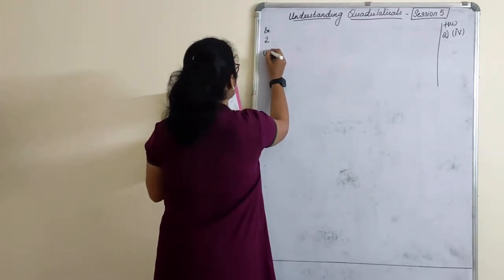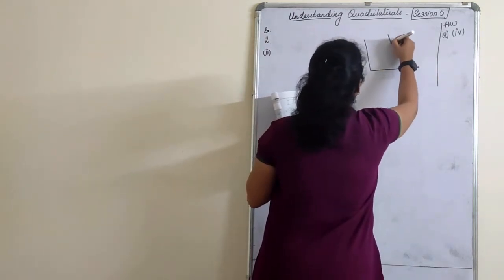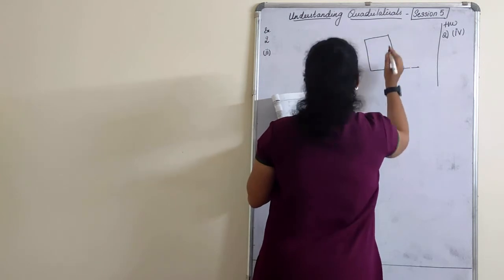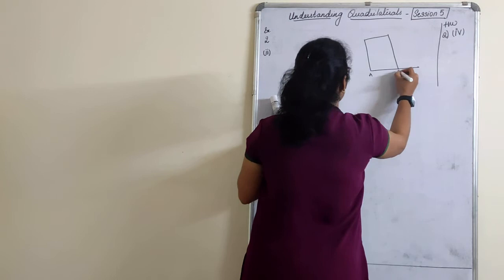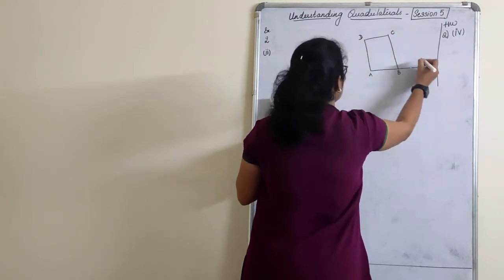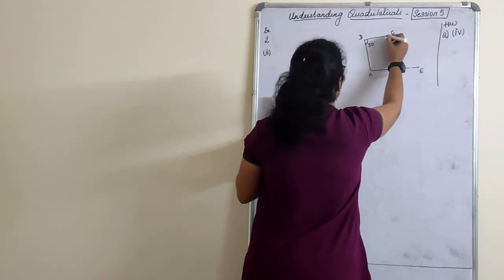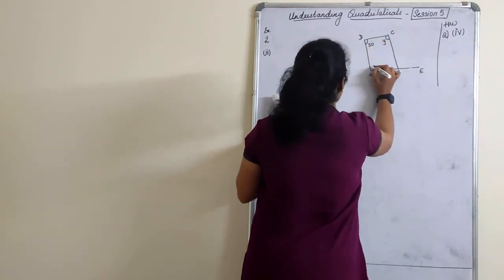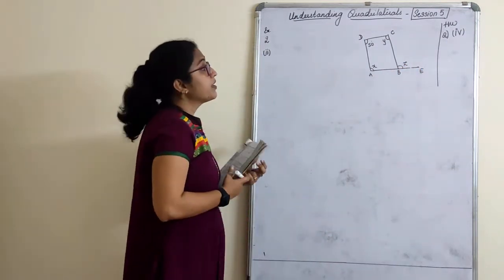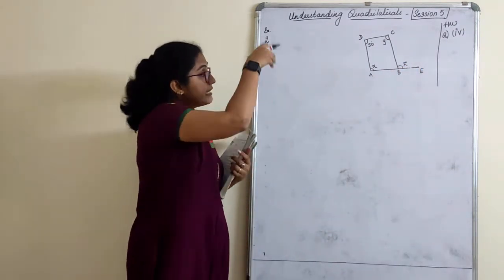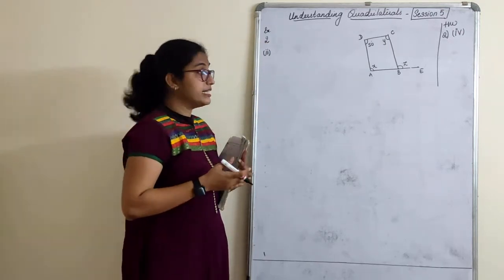Okay, so this is the second one. The diagram goes like this. We will just mark this as A, B, C, D and E. So this is 50 degree, this is Y, this is X and this is Z. First of all we'll find inside the parallelogram what angles are there, and then we'll find the Z angle.